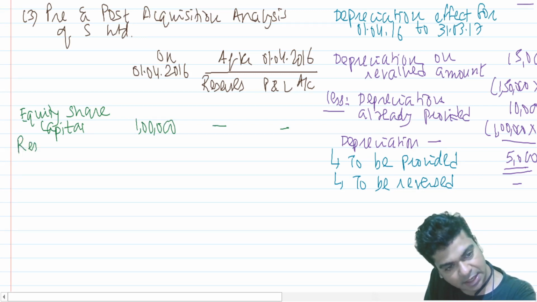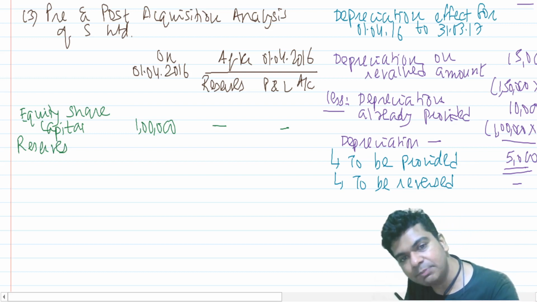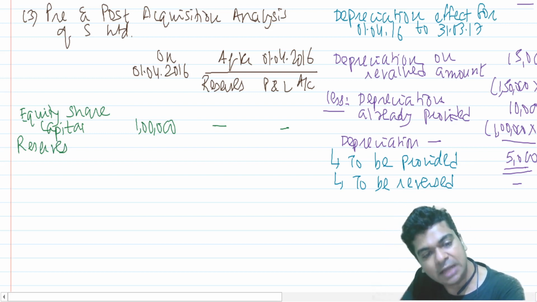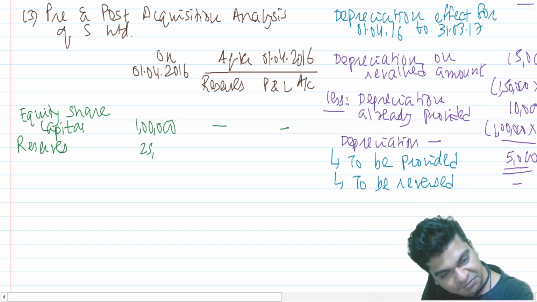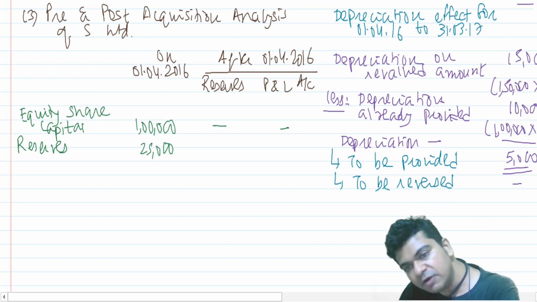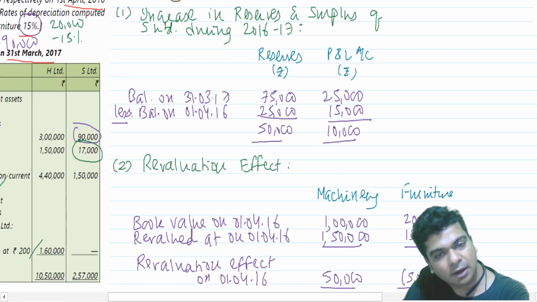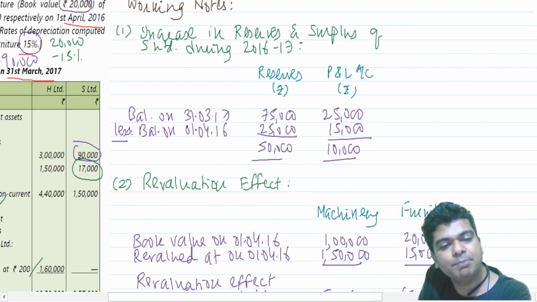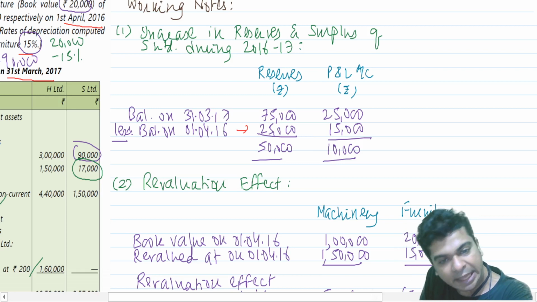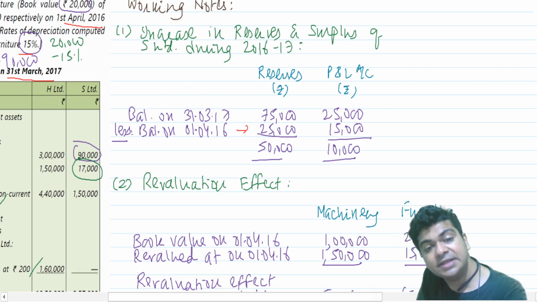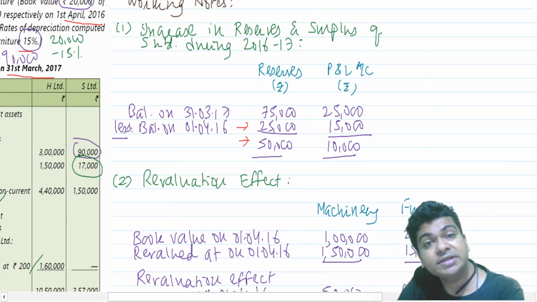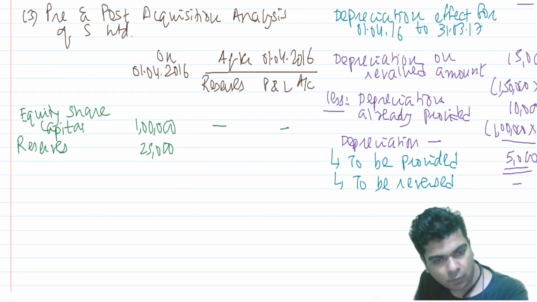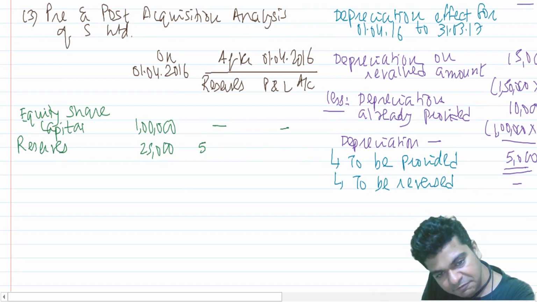Then I say reserves. You are buying shares on 1st April 2016. Use information 1. What is the reserves on that particular day? The reserves on that day is 25,000. I'll cross verify with the workings also that we have done. See, this is the working that we have done over here. You see, the reserve on 1st April 2016, it is 25,000. And this is the increase in 2016-17. Increase in 2016-17 must have happened after 1st April 2016. So here we will say 50,000.